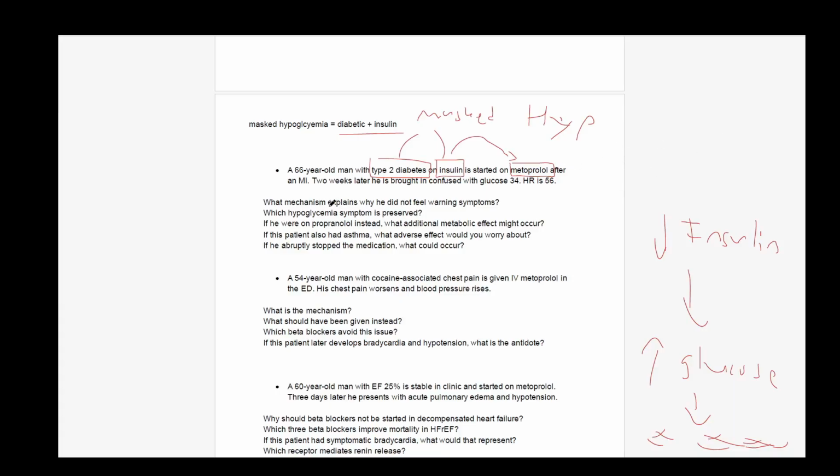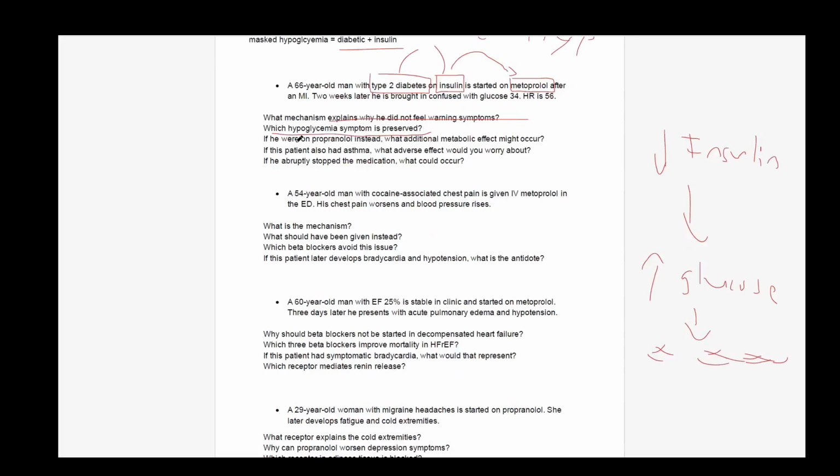So what mechanism explains why he did not feel the symptoms? We already went over this. It is a lack of sympathetic activity in the heart. Which hypoglycemia symptom is preserved? The symptom that's usually preserved is diaphoresis. They're usually sweating. Well, if you were to use propranolol instead, what additional metabolic effect might have occurred? This answer right here is going to be bronchoconstriction.